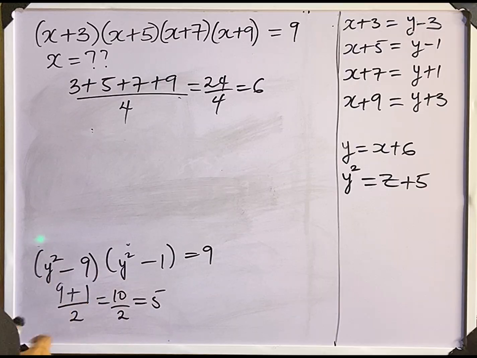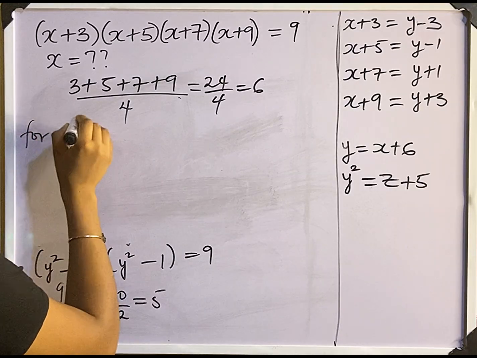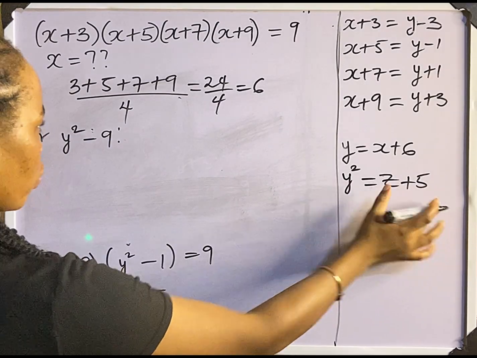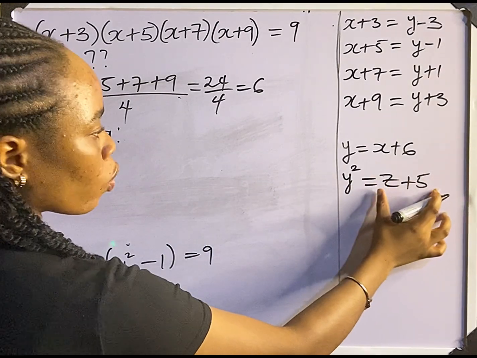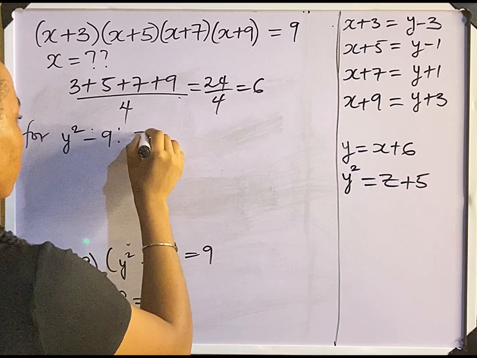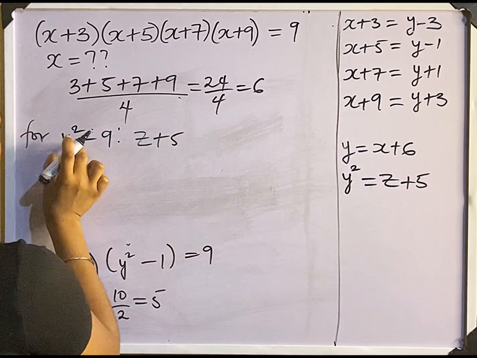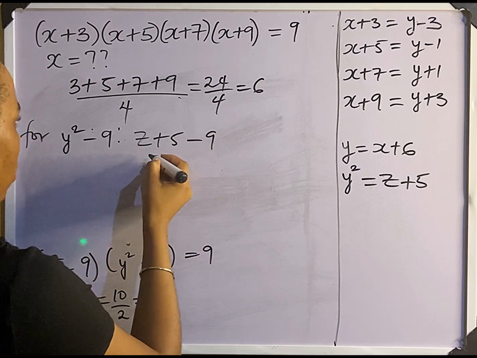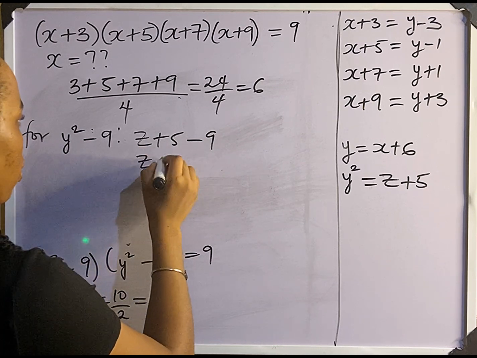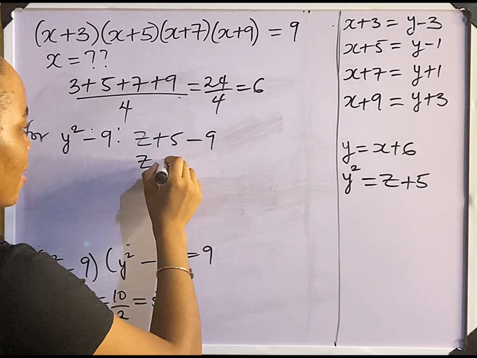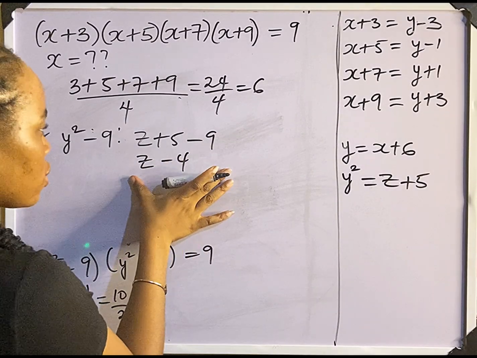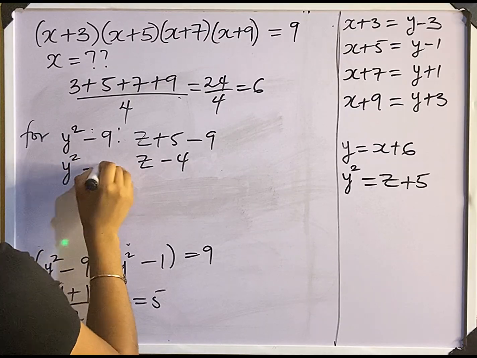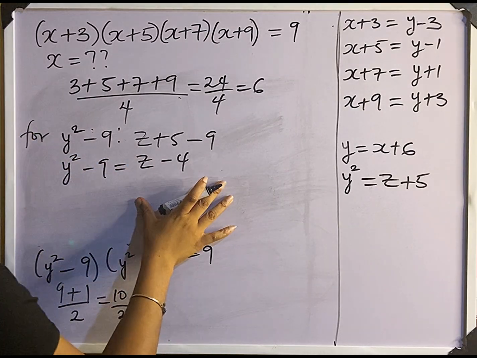So for y squared minus 9, this is my y squared, right? My y squared equals z plus 5. So I have z plus 5, that's my y squared, minus 9. So this gives me z plus 5 minus 9, that is z minus 4. So I have that y squared minus 9 equals z minus 4.